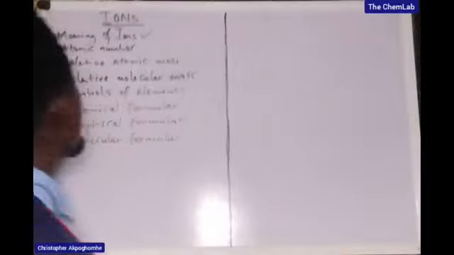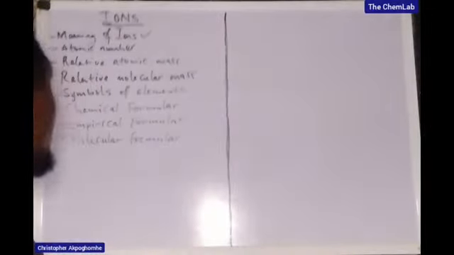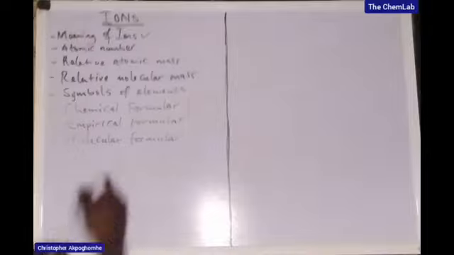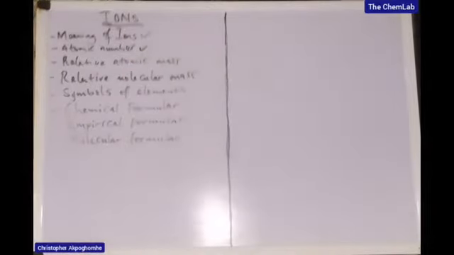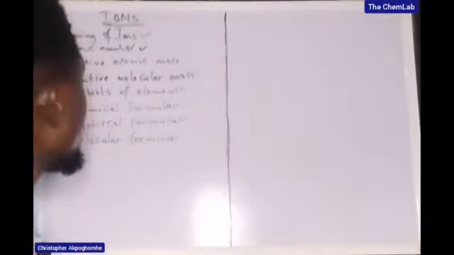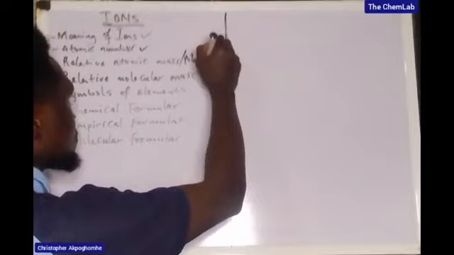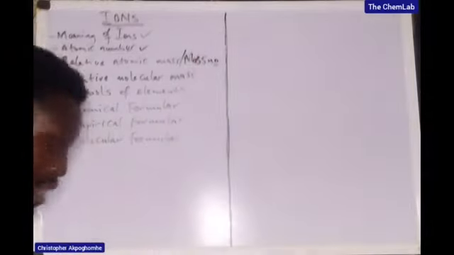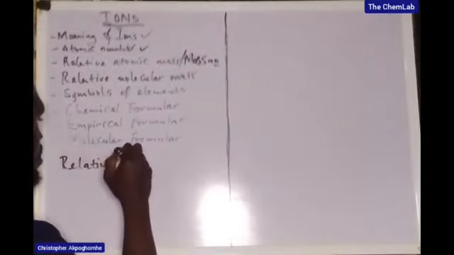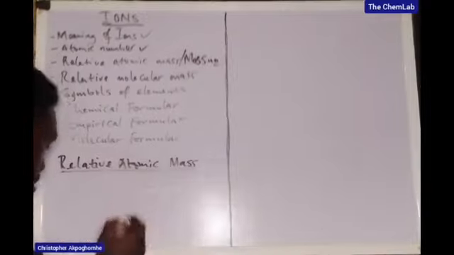Today we're going to be looking at relative atomic mass. Last time we looked at ions, and the next time we looked at atomic number. So we're going to be focusing on relative atomic mass, otherwise called mass number. So what is relative atomic mass? I want to make it simpler for us.